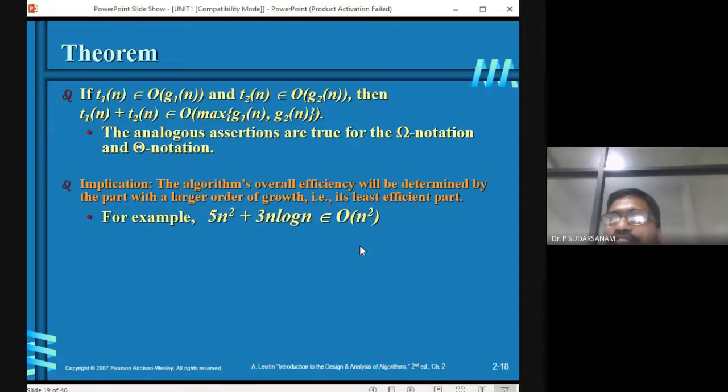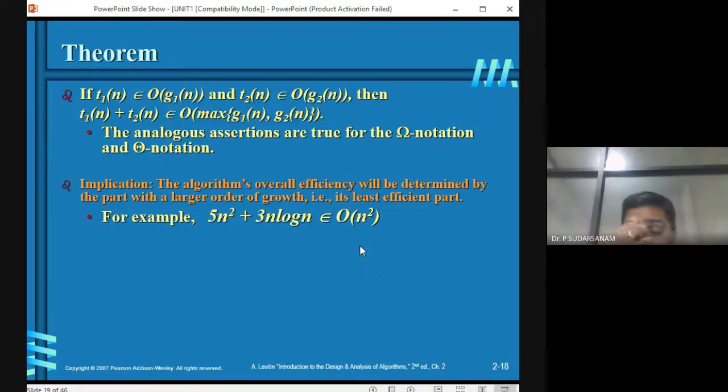That is what the definitions say. A simple way to remember it: t of n belongs to order of g of n. You have to multiply the g of n function by some constant so that it stays above t of n. So there exist some positive constants c and n naught such that t of n is less than or equal to c times g of n, for all n greater than or equal to n naught. That definition you have to remember.